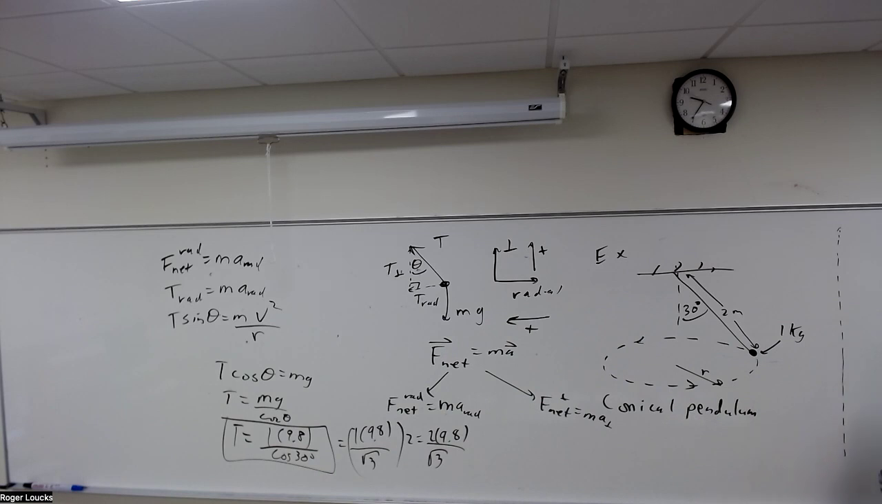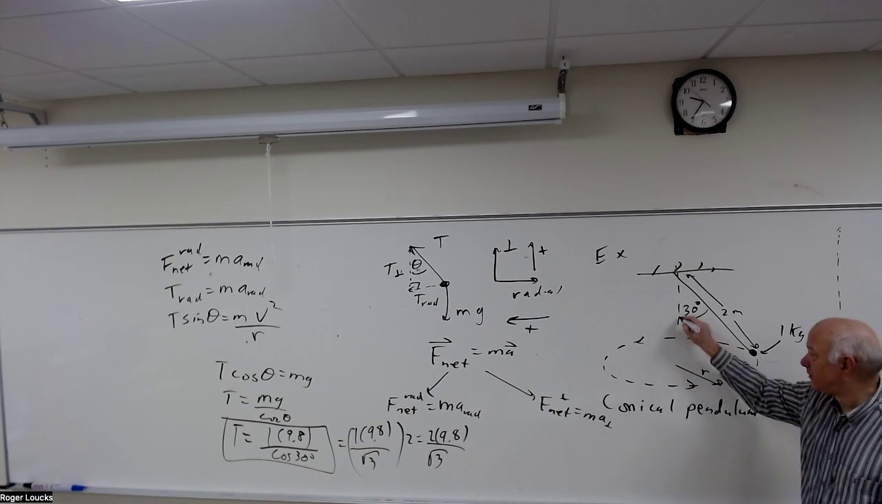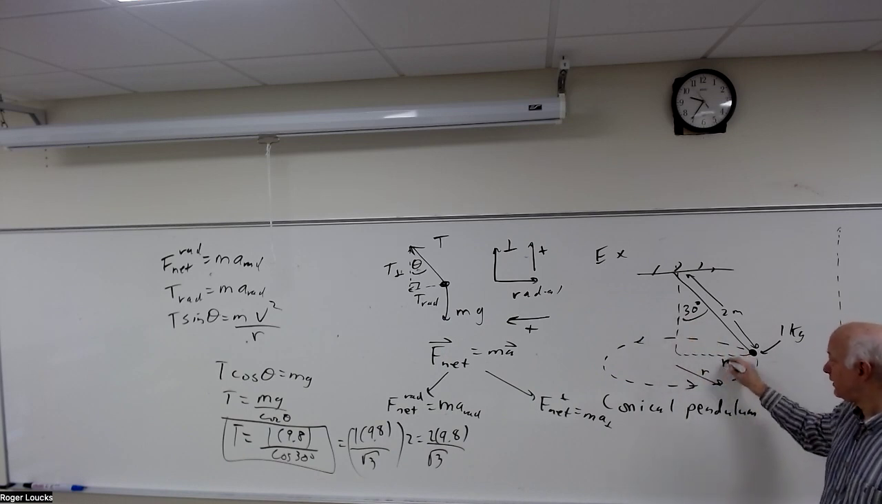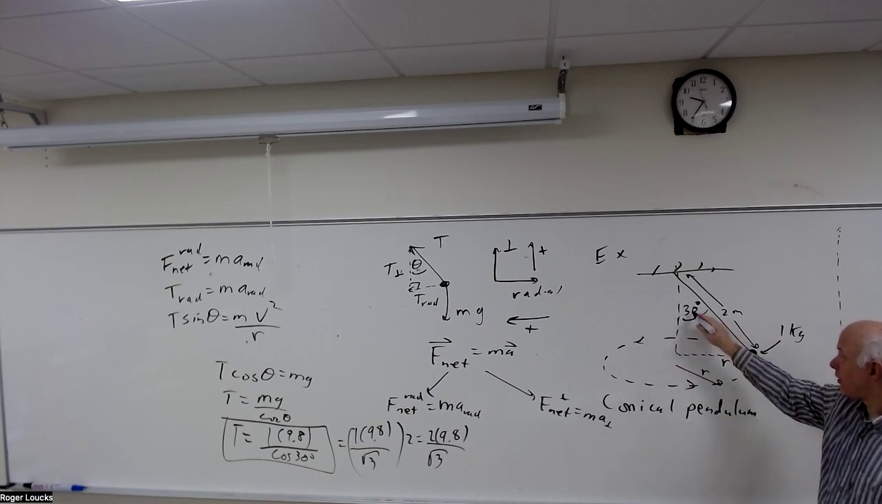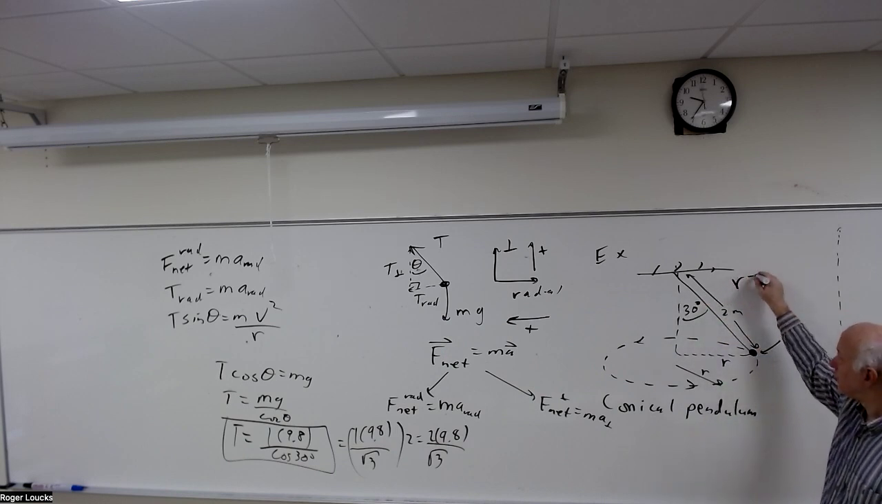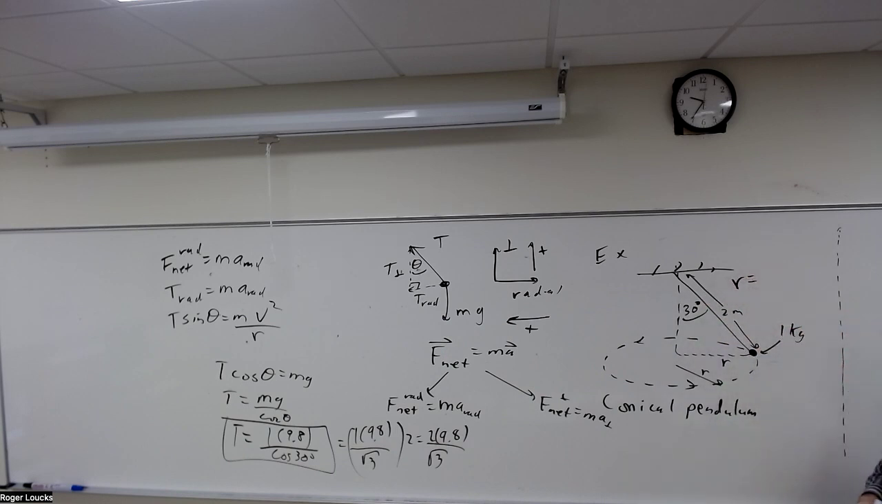Here's your radius. This is 30 degrees. This is L, which I call the length of the string, 2. So my R would be L sine of 30, which is 2 sine of 30. Okay, now what is sine of 30? A half. So this is going to be 1.